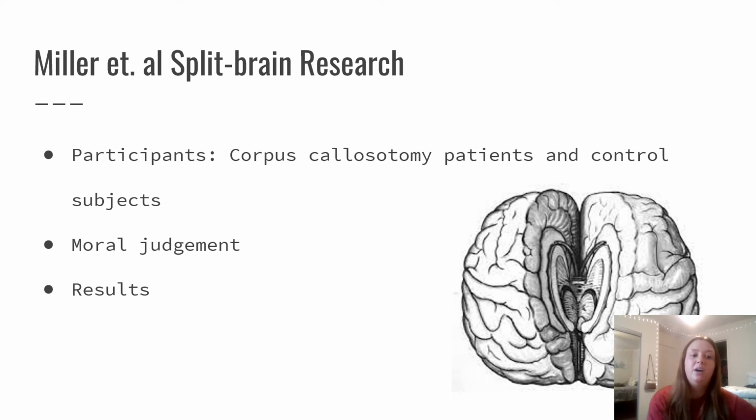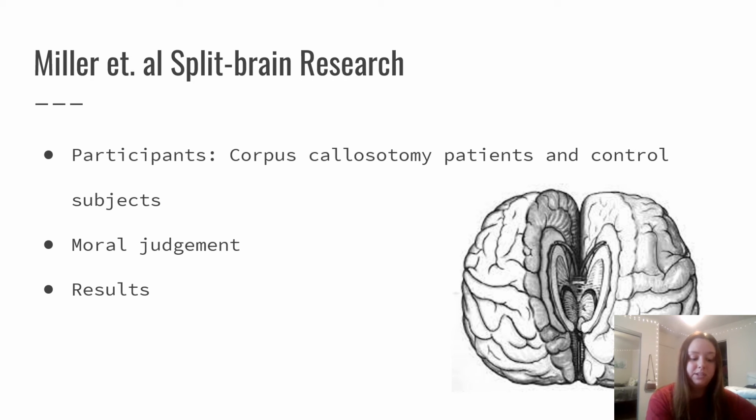My second study that I looked at was Miller et al. split brain research. Miller and other researchers published their split brain research study in 2010. The participants included 28 people. 6 of these people had their corpus callosum severed, and the other 22 people were the control subjects, so they did not have anything wrong with their corpus callosum. The goal was to examine the patients' moral judgments. Their hypothesis was that people with a severed corpus callosum will show abnormal moral judgments.